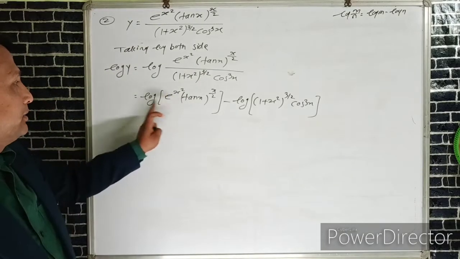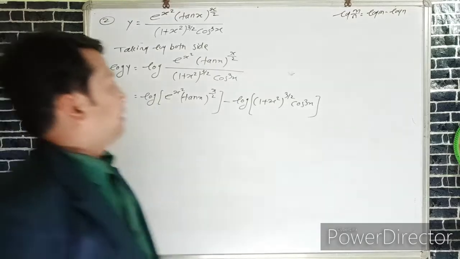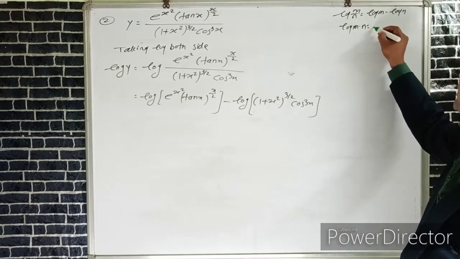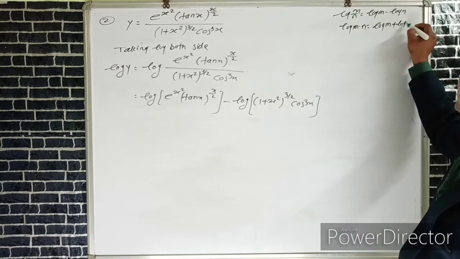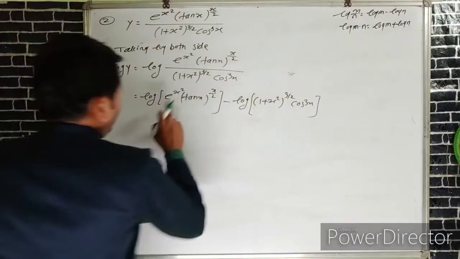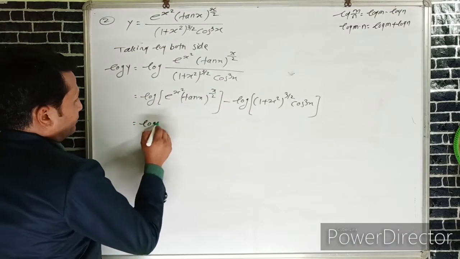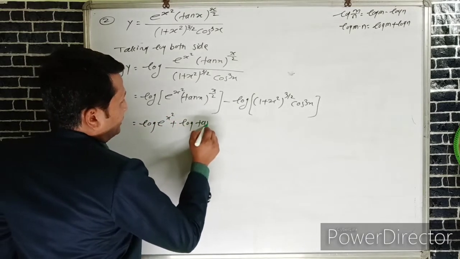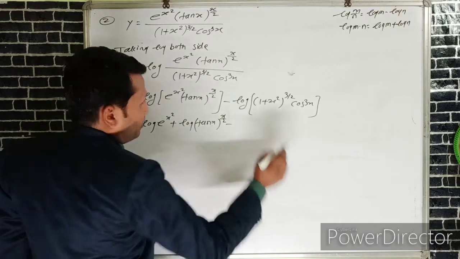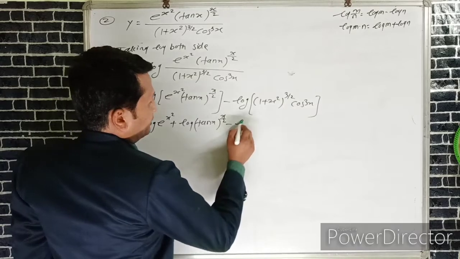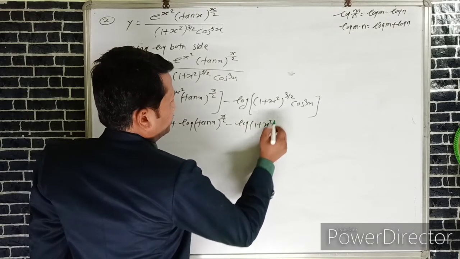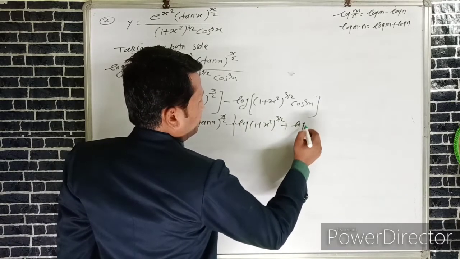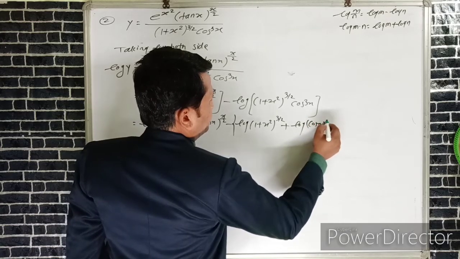Now again the given terms are in the form of log of m into n. We know that log of m into n is log m plus log n. After that we can write log of e to the power x square plus log of tan of x whole raised to the power x by 2 minus, again we can write log of 1 plus x square whole raised to the power 3 by 2 plus log of cos of x whole bracket cube.